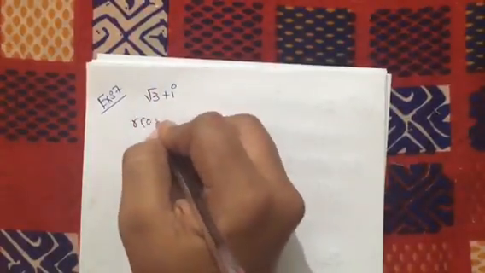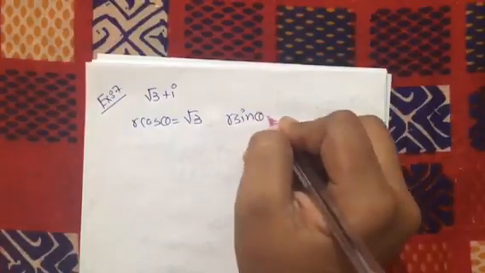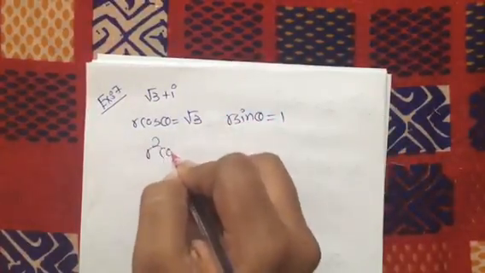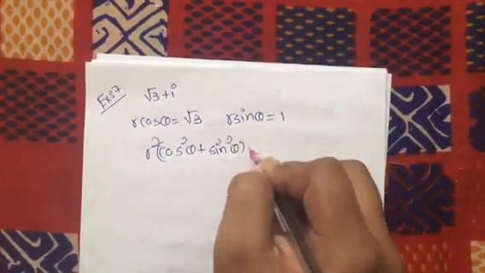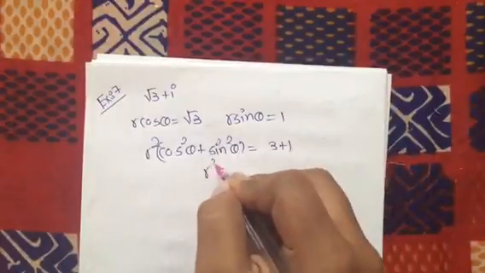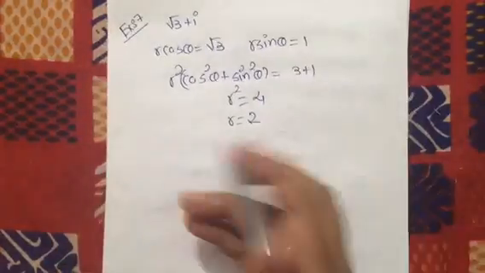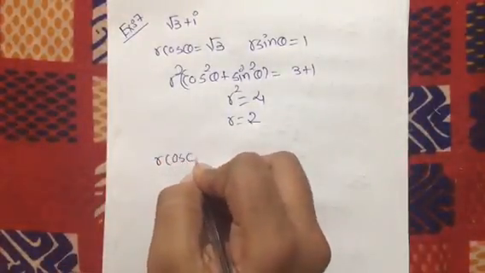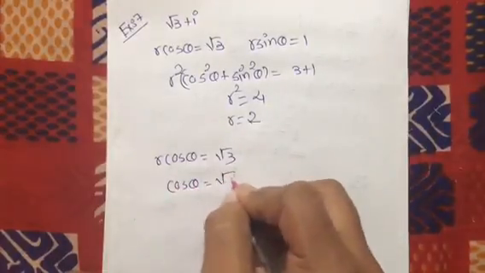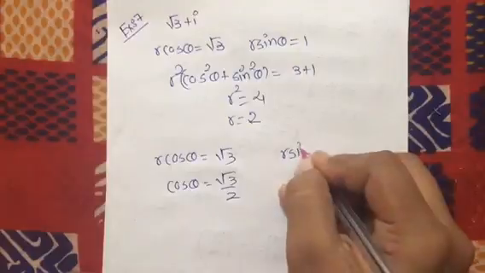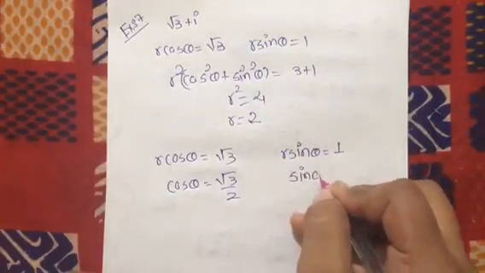So r cos theta is root 3, r sin theta is 1. So r square cos square theta plus sin square theta is equal to 3 plus 1. r square is equal to 4, r is equal to 2. So r cos theta is equal to root 3, so cos theta is equal to root 3 by 2. r sin theta is equal to 1, so sin theta is equal to 1 by 2.